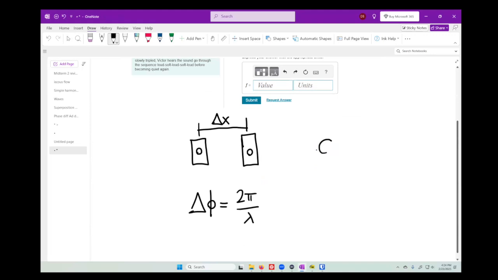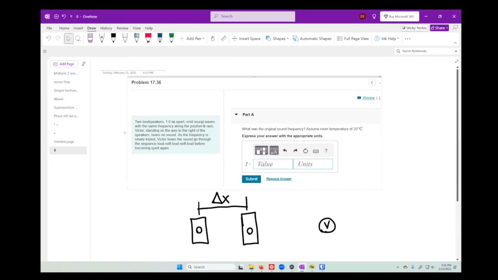So Victor is standing over here somewhere. And the problem doesn't tell us this, it should. The intent here is that the two speakers are in phase with each other.